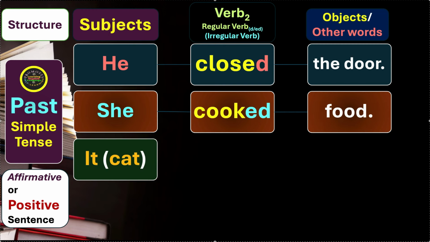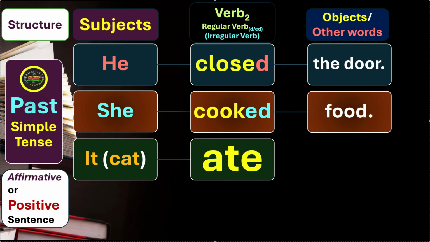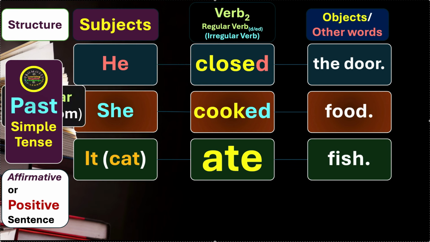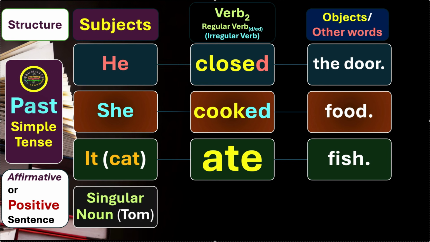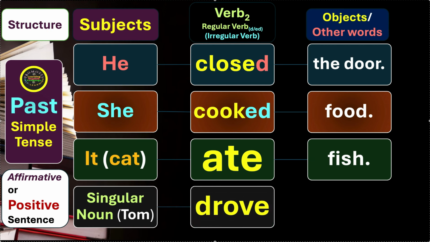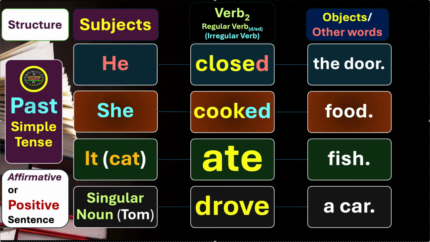We continue. Then we have subject it, and here I use this word for cat, ate. Here we don't use d or ed. Why? Because it's an irregular verb. And then we have object. Likewise, we have singular noun, Tom. Here it could be any name, David, Ali, Fatima, Rani, Sita. Then we have the second form of the verb, irregular form, drove, and then we have object.